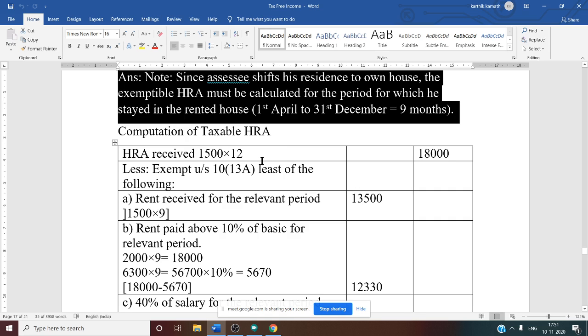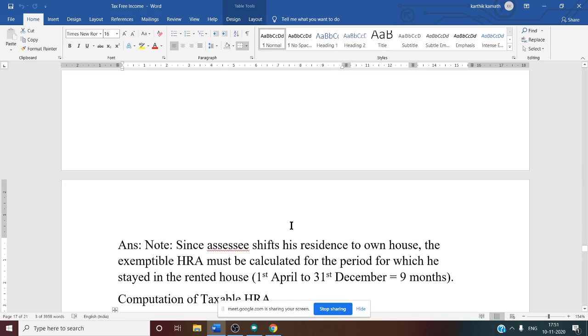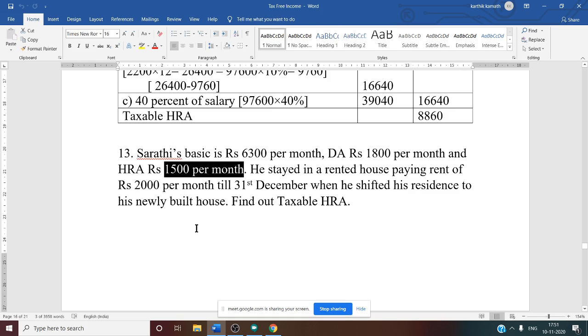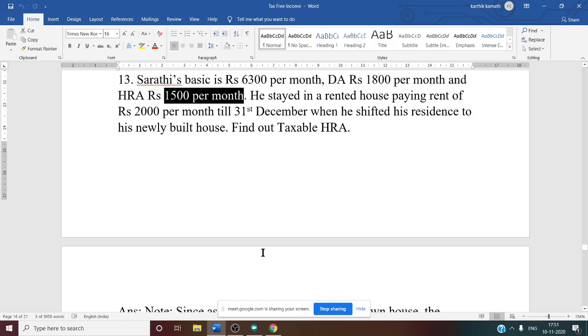So now first one, HRA received. If we see the problem once again, HRA received is 1500 per month, and HRA is given to him for 12 months, but he stays in the rented house for only 9 months. That means what? He can claim the benefit up to 9 months. So first condition is the same.